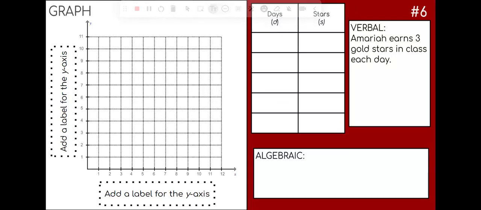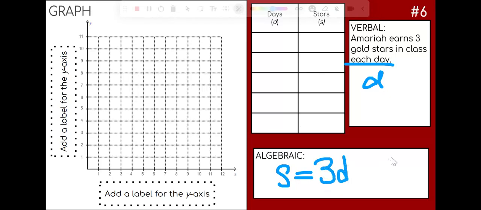So we have this keyword each. Remember that each? Each day, that's telling us that's our variable, D. 3 each day. So how many stars she has is 3 a day. My equation is going to be S equals 3D. Number of stars is 3 a day.